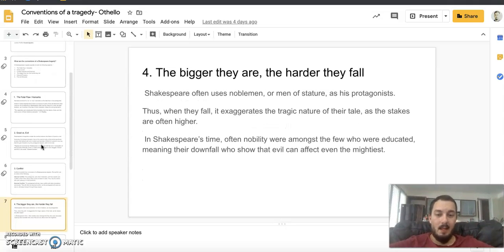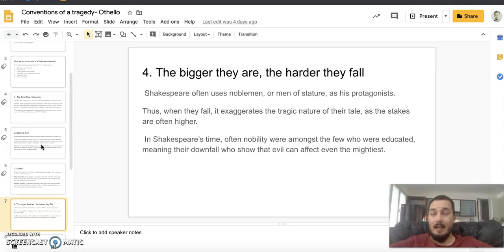The bigger they are, the harder they fall. You'll notice with Shakespeare's tragedies, and you'll certainly notice when you do Macbeth next year, that Shakespeare often uses noblemen or men of stature as his protagonists. And this means that when they fall, it really exaggerates the tragic nature of their tale.